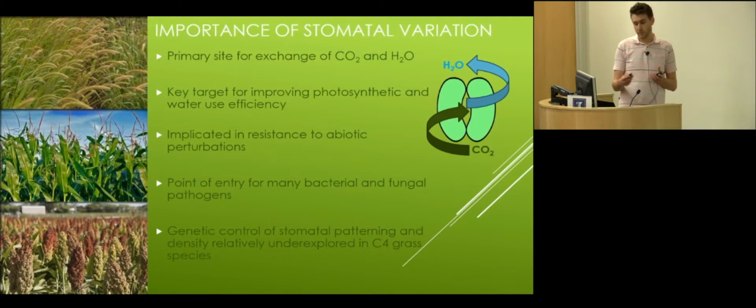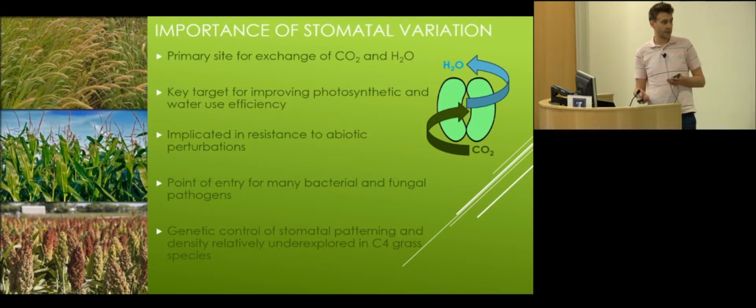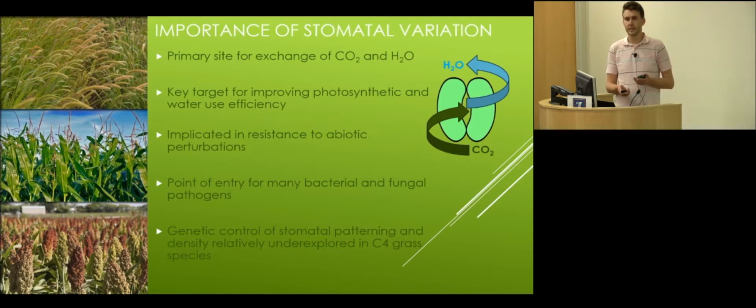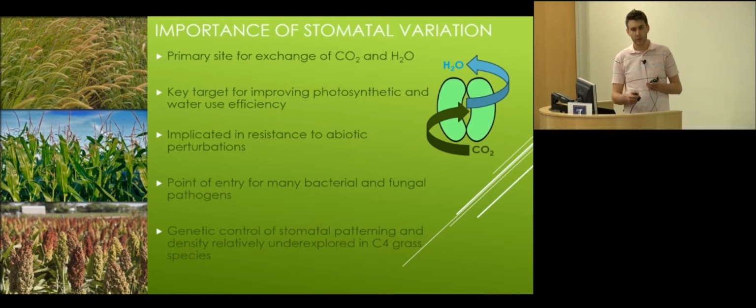So why stomata? I'm sure many of you already know stomata are the microscopic pores lying primarily on the abaxial side of leaves, and they're the primary site of exchange of CO2 and H2O. Therefore, they're a key target for improving the efficiency of photosynthesis and water use. They're also implicated in the response to abiotic and biotic stresses. And crucially for us, the genetic control of stomatal patterning and density hasn't been explored in any great deal in C4 grass species. So we're trying to understand some of the genes that are involved in this in sorghum, maize, and the model species Setaria.